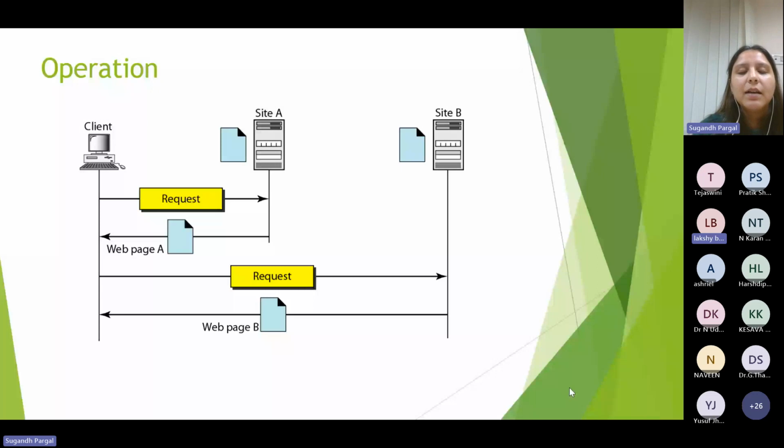So this is the basic architecture of how the operation works. The client side requests site A, and then site A, that is the server side, gives the web page of A to the client side. So we are able to see that web page at the client side. Next, again, the client requests site B, and it is able to see the web page from site B.